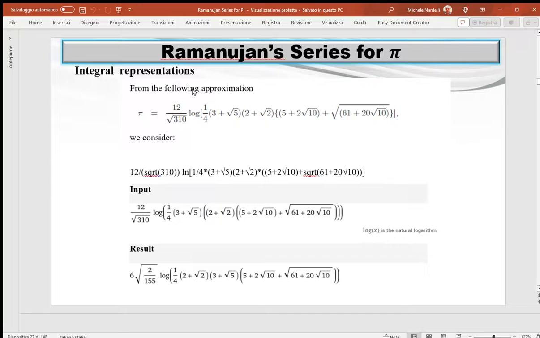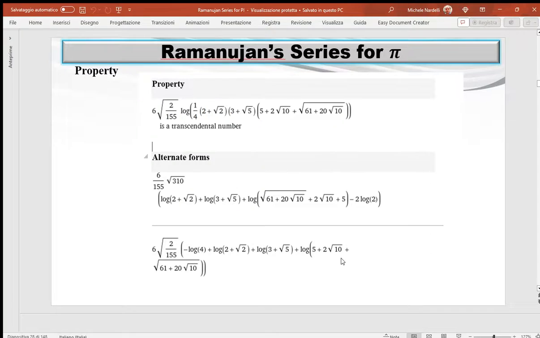From the following approximation to pi, we consider the following expression, from which we obtain the following result, that is equal to pi. The result is a transcendental number.